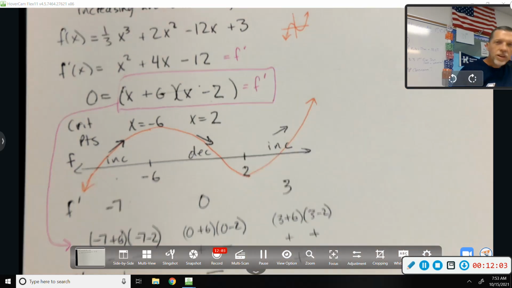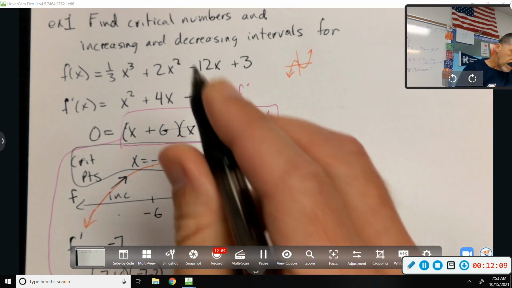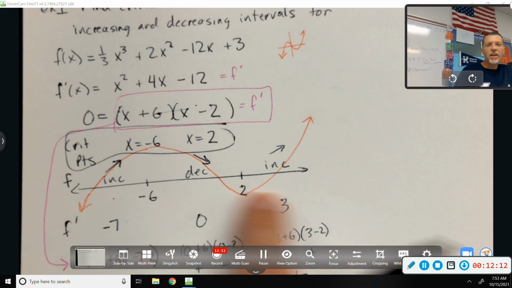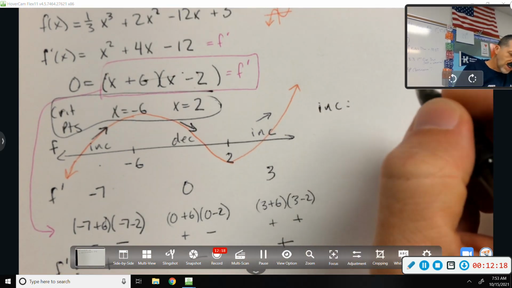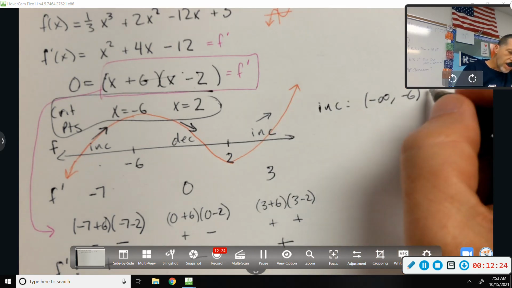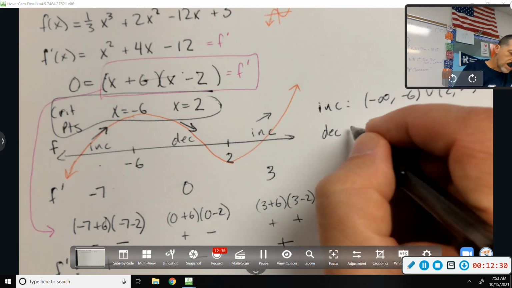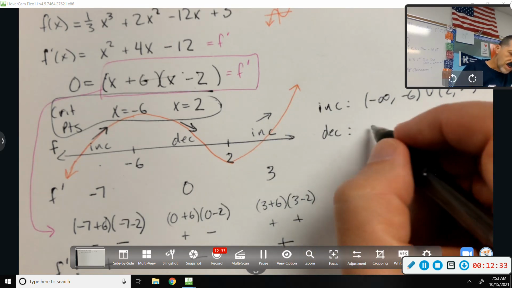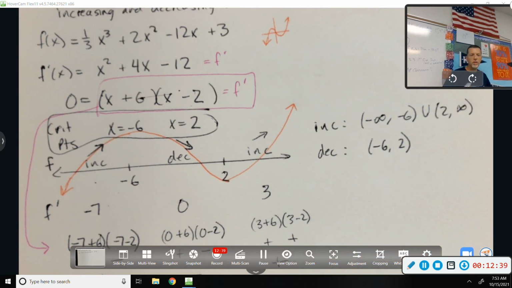So let's back up. What did this question want me to find? Find the critical numbers. Found that. Increasing and decreasing intervals. Well, there they are, but I need to state that better than just saying, oh, there's my picture. We'll say it's increasing from -infinity to -6, and then from 2 to infinity, and it's decreasing from -6 to 2. And we don't want to include any of those endpoints, because at -6 and at 2 is when f prime was 0, so it's not increasing or decreasing.